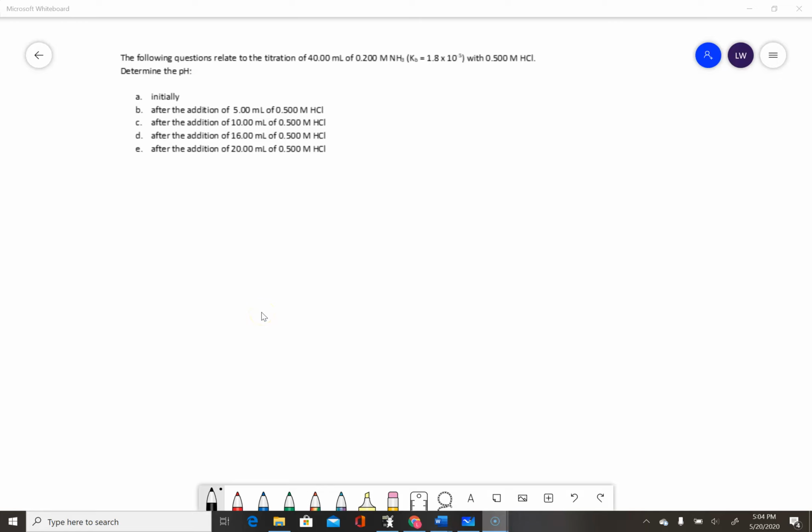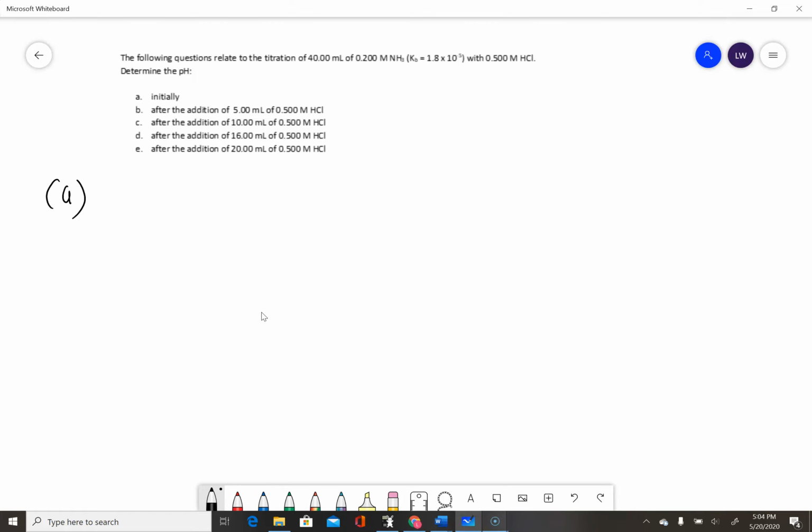In this problem, we're told that the following questions relate to the titration of 40 ml of 0.2 molar ammonia with 0.5 molar hydrochloric acid, and then we're asked to determine the pH at a series of steps in the titration. So this is the titration of a weak base with a strong acid. Determining the pH initially is just simply going to be doing a KB ice table to figure out what the pH of this weak base would be when we haven't added any acid. So nothing really new there.